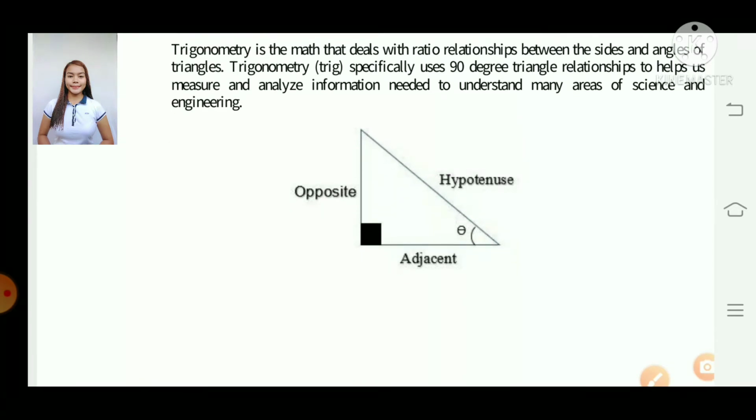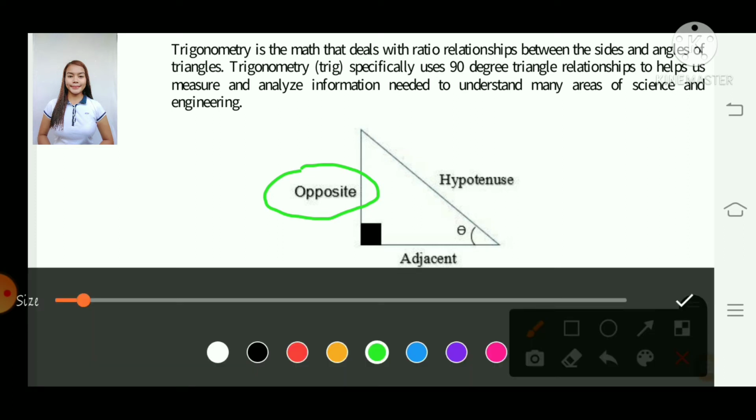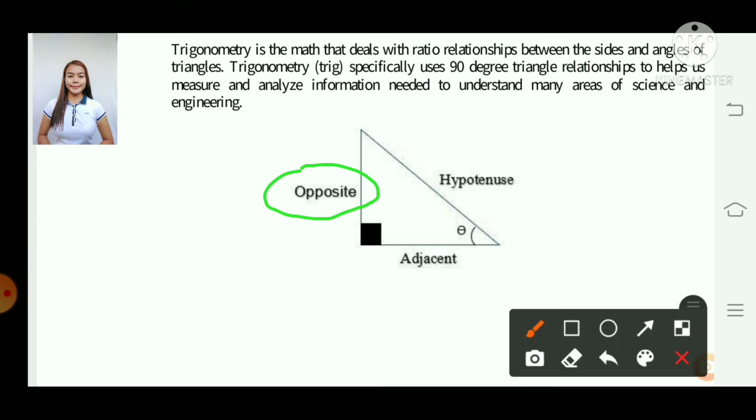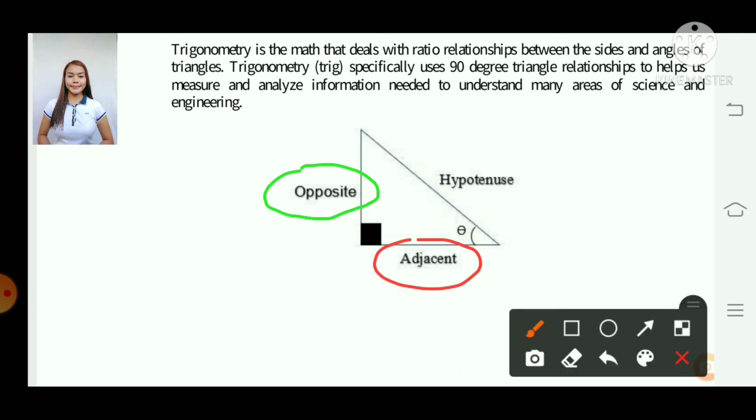In this triangle, we can see that the opposite is located here, and the adjacent, and this is the hypotenuse. The hypotenuse is the longest side.